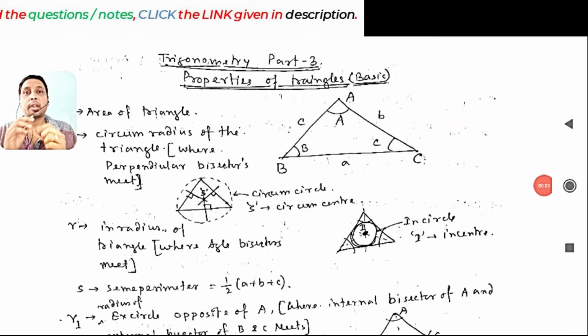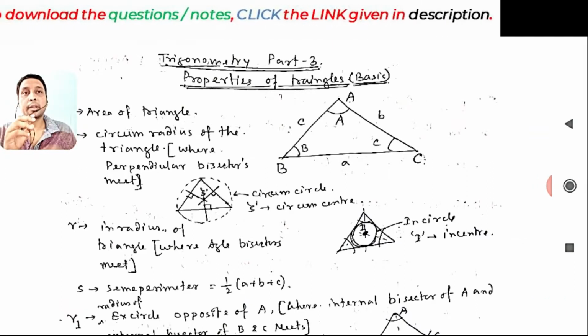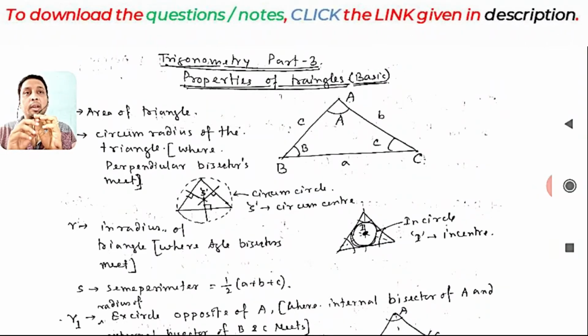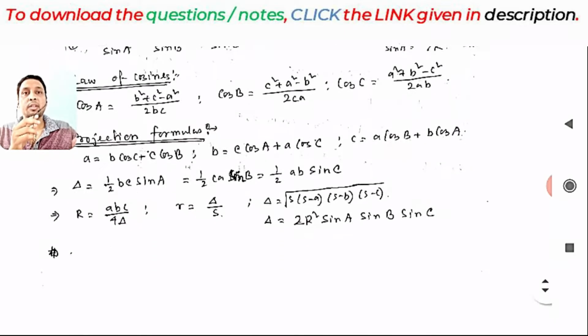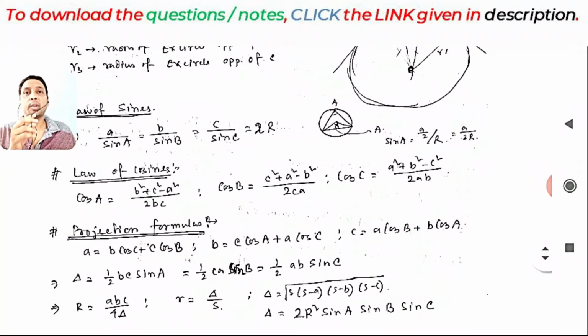Okay students, welcome you all to this new topic, trigonometry part 3 basic level, which is nothing but properties of triangle, which is based on lots of formulas and some properties of triangle, mixing trigonometry with that. So today we will be seeing the basic theories of this, that means sine law, cosine law and some projection formulas, up to basic level. Okay, then let's try to discuss this.